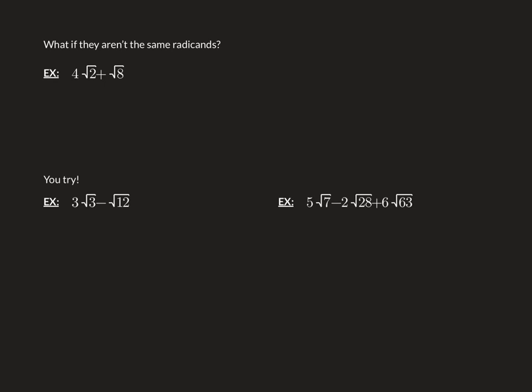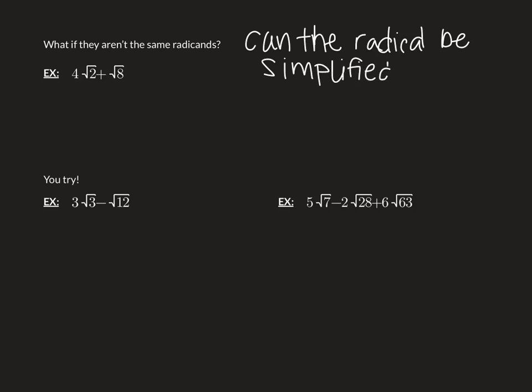But what if they aren't the same radicands? As we said before, we can't combine them. Or can we? Let's look at this one. So I have 4 root 2 plus root 8. Okay? Initially, looking at this, I cannot combine them. But the question you should ask yourself, and it wasn't true in this last example, or in the beginning examples at all, but the question you should ask yourself is, can the radical be simplified? That's what you should ask yourself. And if the answer is yes, you should try simplifying to see if maybe it creates like terms.